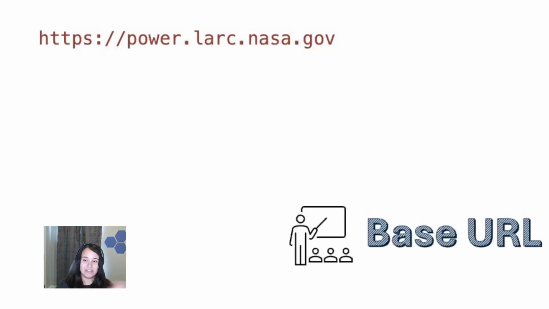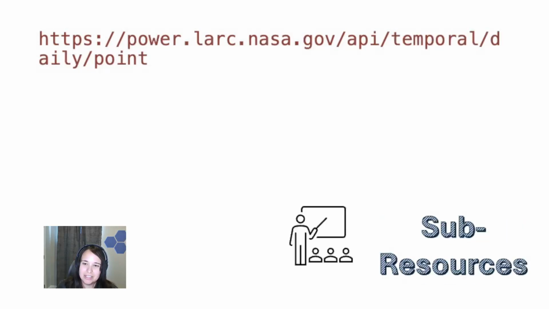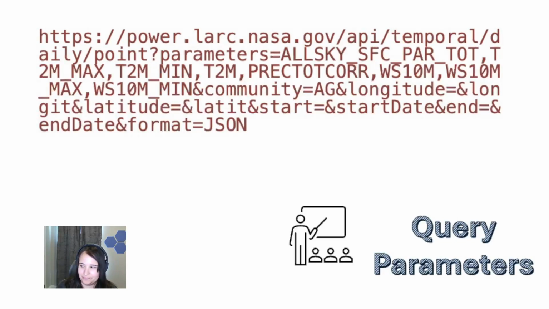First, we have our base URL. This is just pointing to the website that's provided by NASA, so we know where we want to gather information from. Then we're going to have a resource path, followed by sub-resources. So this is just letting it know that I want to get temporal data on a daily basis from a specific point. You can read about this in the NASA Power documentation to understand what your sub-resources should be.